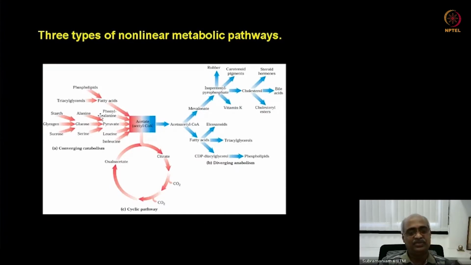So from different sources, we have looked at three different sources: lipids, proteins, and carbohydrates. Breakdown of all of them leads to acetyl-CoA. So the breakdown pathways are usually convergent. And the synthetic pathways, on the other hand, are divergent. So you start with a common precursor and then you build different kinds of molecules.